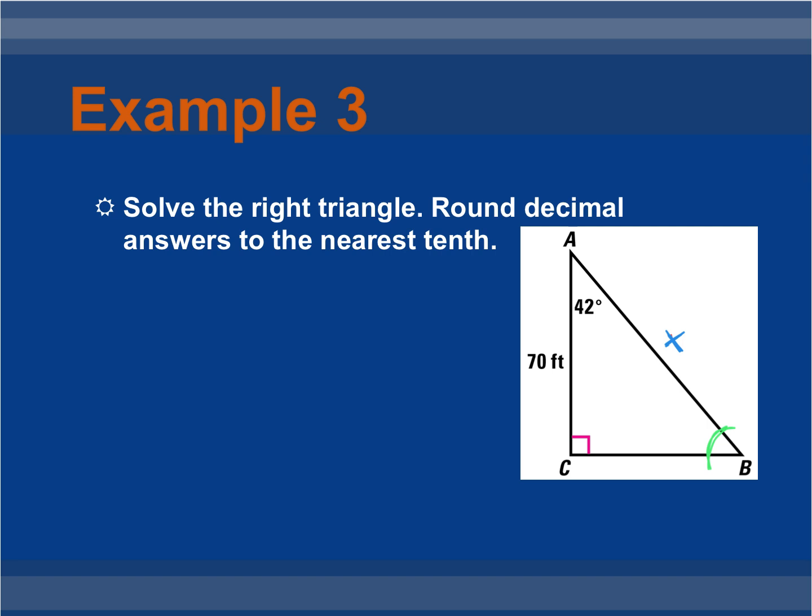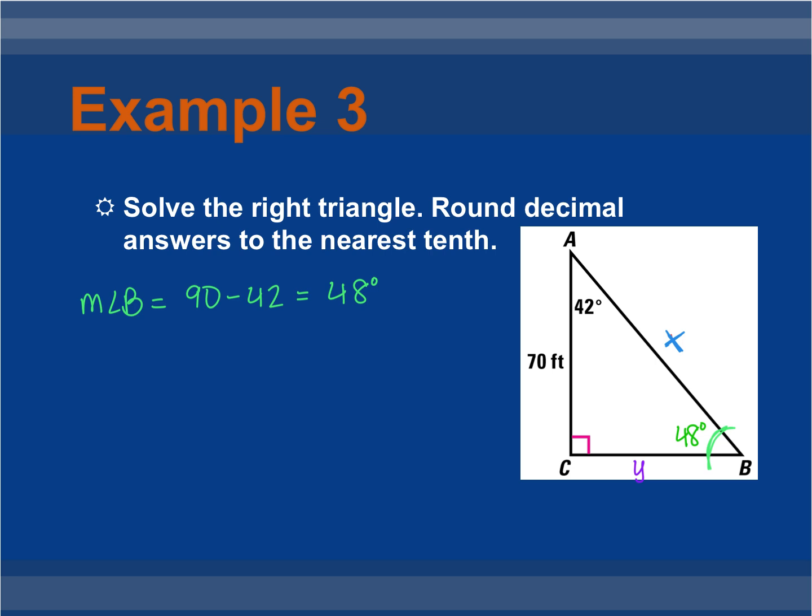All right, looking at this question, angle B should have been the easiest one to solve for first. So if I'm trying to find the measure of angle B, all you have to do is, because it's a right triangle, your two acute angles add to equal 90. So all I'm doing is 90 minus 42, and that's going to give me 48 degrees for angle B. So I'm going to go ahead and write that one in here. This is 48 degrees.